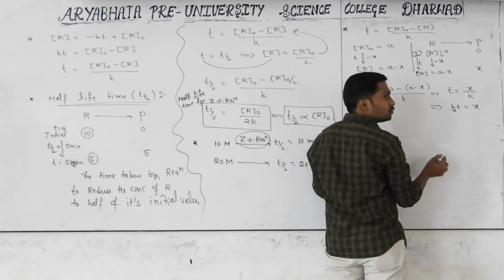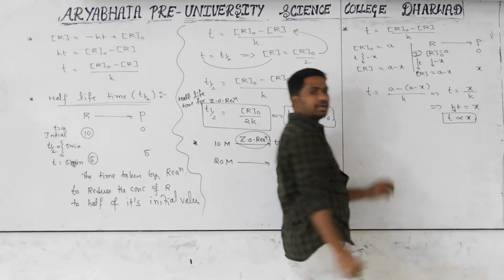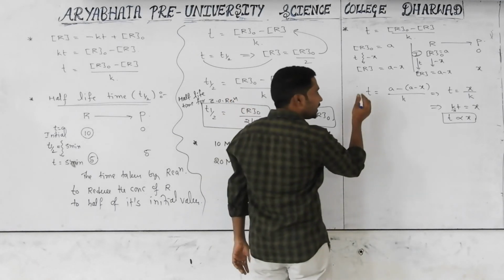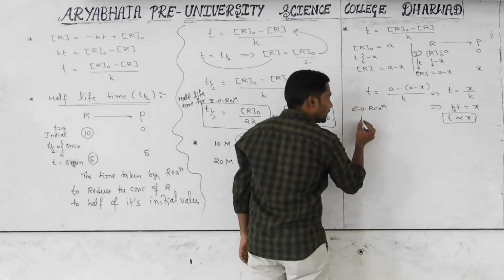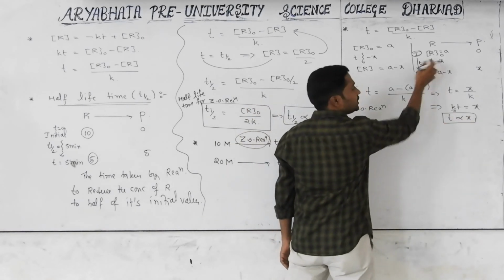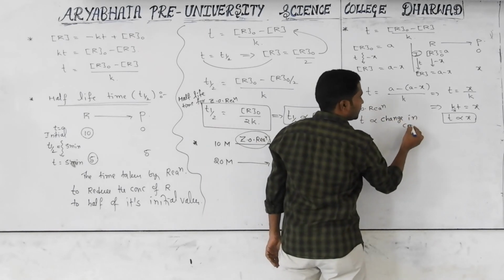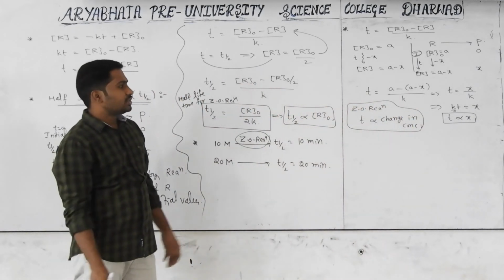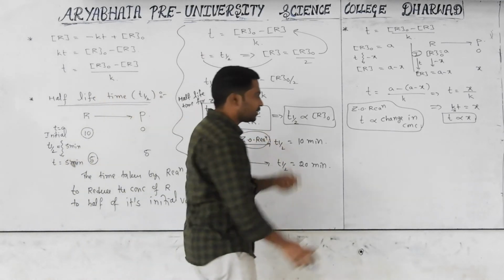T and x relation is what? T is directly proportional to x. Very important bit. What is the meaning of T is directly proportional to x? In case of zero order reaction, time taken by the reaction is directly proportional to what? What is the meaning of x? Change in concentration. Very important thing. In case of zero order reaction, time taken by the reaction is directly proportional to change in concentration. To understand, I will give you one question.